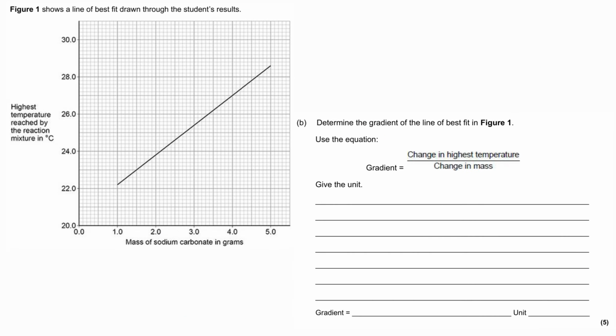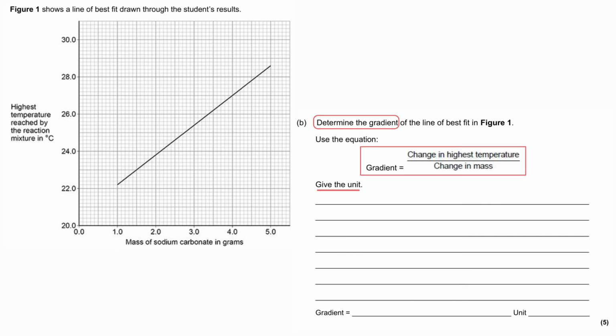Figure 1 shows a line of best fit drawn through the student's results. And you can see on the x-axis there is the thing that has been changed, and that is the mass of sodium carbonate in grams. And on the y-axis we have the highest temperature reached by the reaction mixture in degrees C. We have been commanded to determine the gradient of the line of best fit in figure 1, and we've been commanded to use the equation where the gradient is the change in highest temperature divided by the change in mass, and we have a follow-up command to give the unit. And we've got 5 marks available for this question.